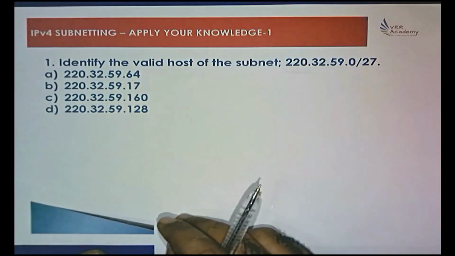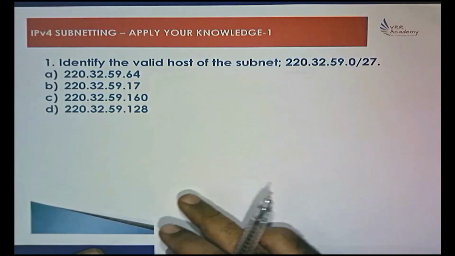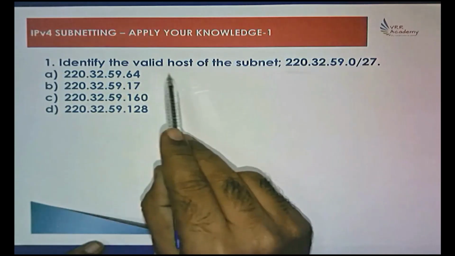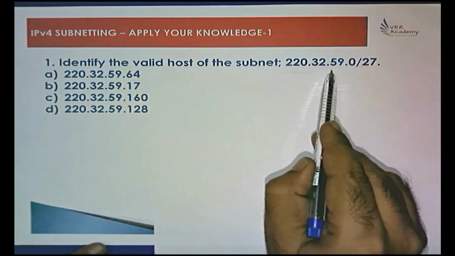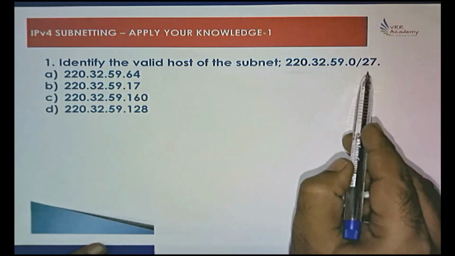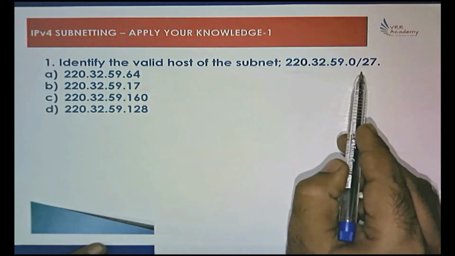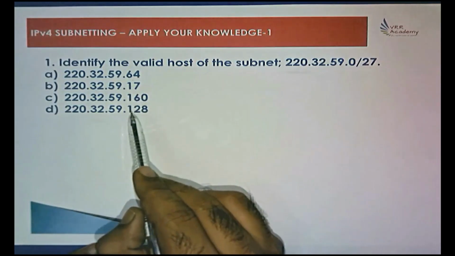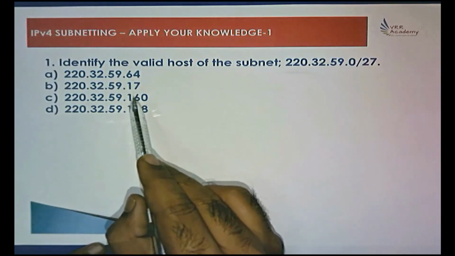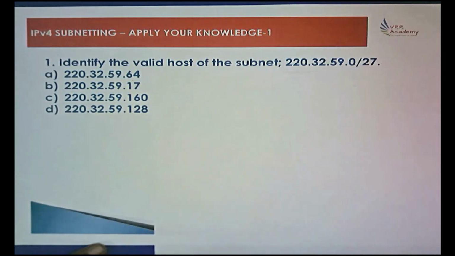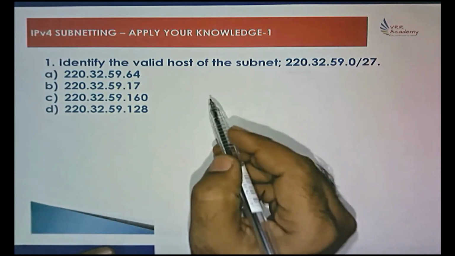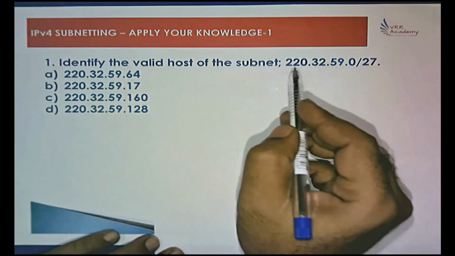Apply your knowledge. First part. So the first problem here is: identify the valid host of the subnet 220.32.59.0/27. There are 4 options given here. We have to identify which of the following is a correct or valid host of the given subnet. Now, first step, we have to identify the class.